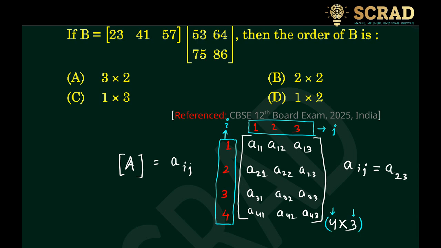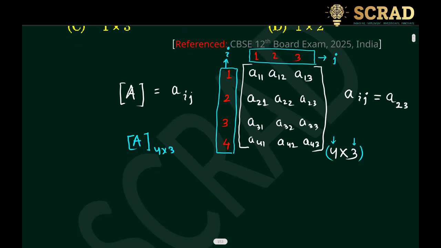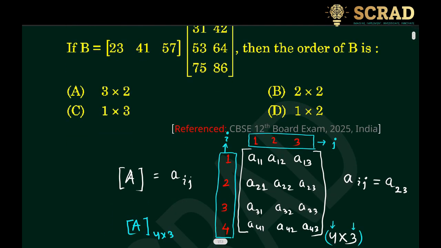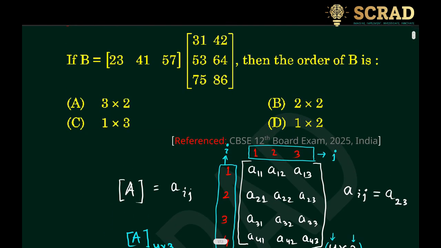So that is why we can write here, A is a matrix of order 4 cross 3, right? So if we see here, the given matrix is B. B is a matrix that the question has given. It is a multiplication of two matrices, right?